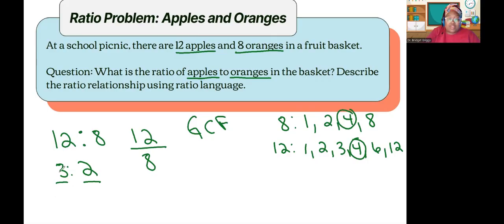But now we have it in the right order. We have it from apples to oranges. We have reduced our ratio to the smallest it can go by using our greatest common factor. And we have also described this using ratio language, either using for every, for each, or per.